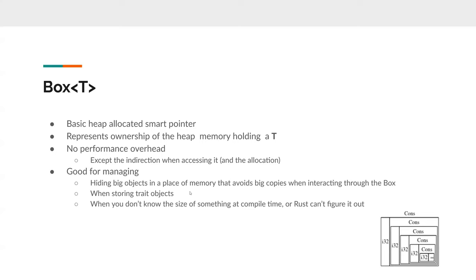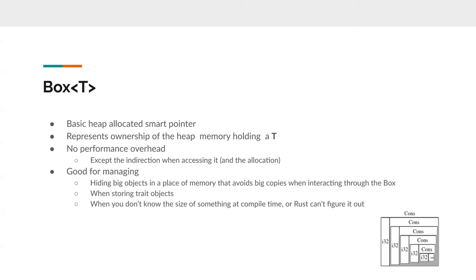Something called trait objects that we will look at. You have to use basically a box for that in Rust. That's unique to Rust, and it connects with traits. And when you don't know the size of something at compile time, or Rust can't figure out the size, then you also may need to resort to a box.